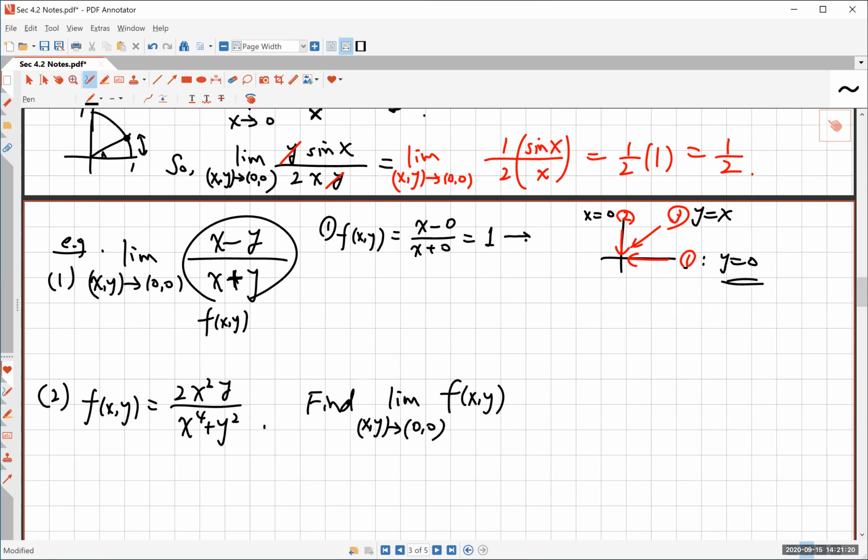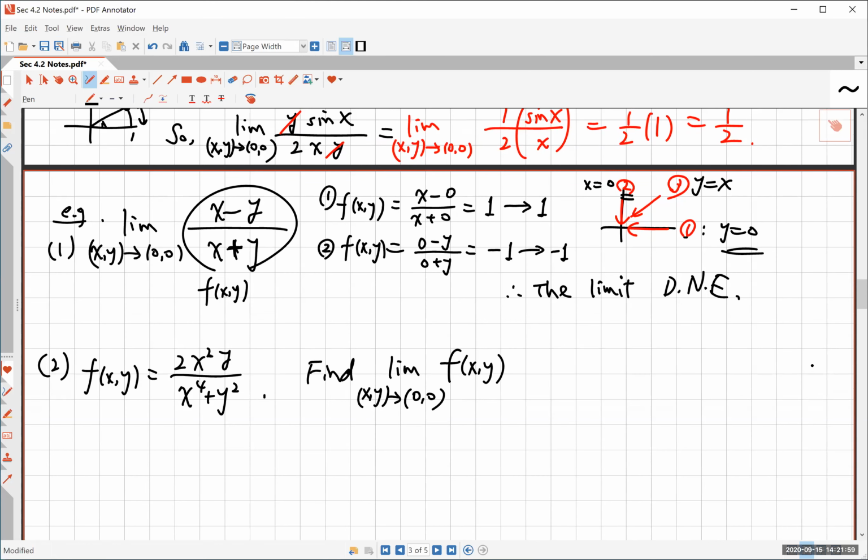In fact, it is approaching 1, but it is always 1 for any x value that is not equal to 0. Along the path number 2, that's this one here, right? In this case, y is non-zero, but x is 0. So then you have 0 minus y over 0 plus y. You can clearly see this is equal to negative 1, right? And so this approaches negative 1. And so there it is, okay? You have found that the limit does not exist. And that's because you have found two paths, so that along one path, the limit is 1, and along the other path, the limit is negative 1.